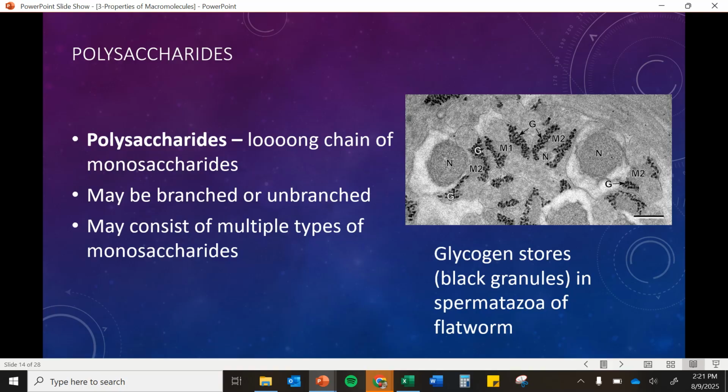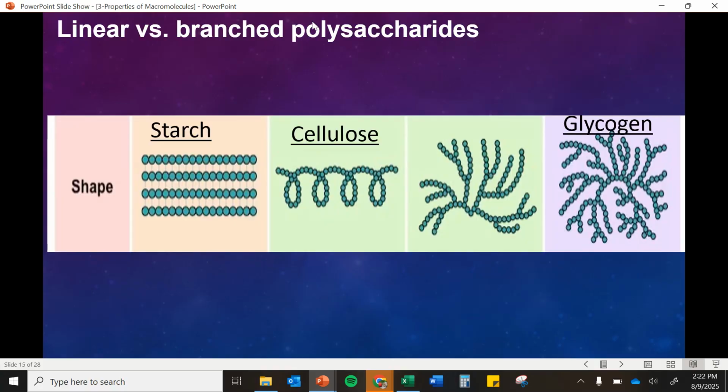And a good example of this is something called glycogen, which doesn't have that wonderful ose at the end, but it is a carbohydrate, long chain. And this is usually how animal cells will store sugar. And so glycogen, you can actually see in this microscope image, these black granules here are the glycogen stores in the spermatozoa of a flatworm. So carbohydrates can be linear, they can have different shapes and rings, they can be branched, and glycogen is very branched.